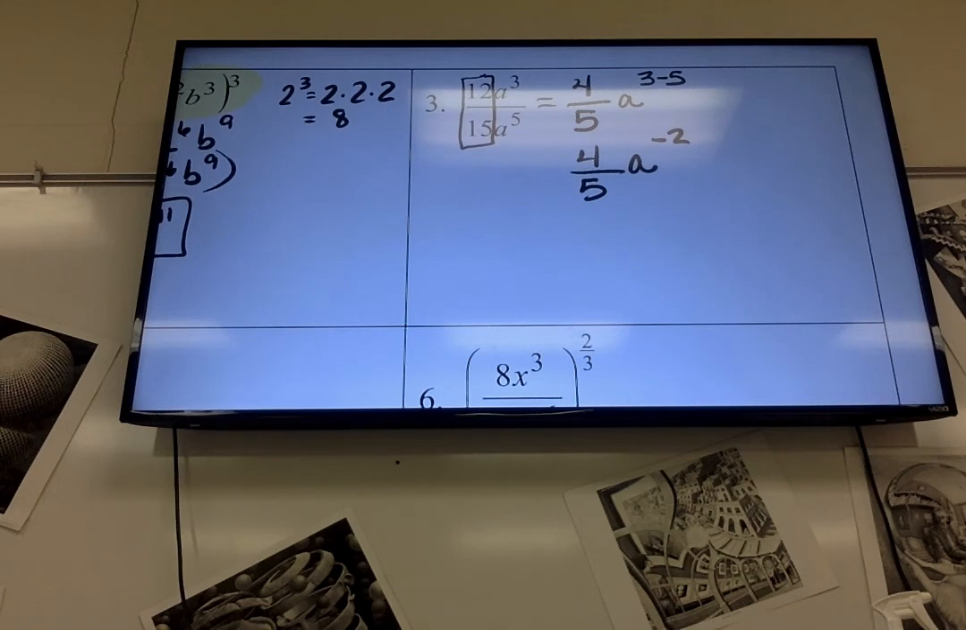Negative exponents, what should I do? Flip it. So instead of a over 1, it's going to be 1 over a, which means that a is going to be in the bottom. Still squared. It's just now a positive 2 instead of a negative 2. Now I can put the 1 on top, but you're going to multiply them anyways.